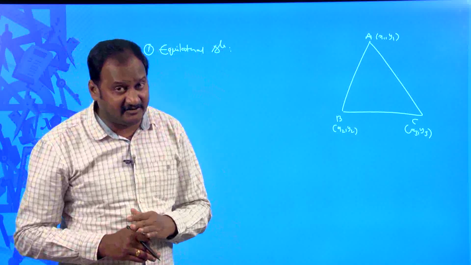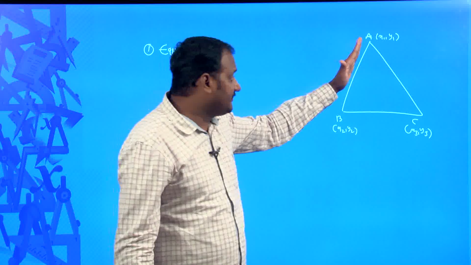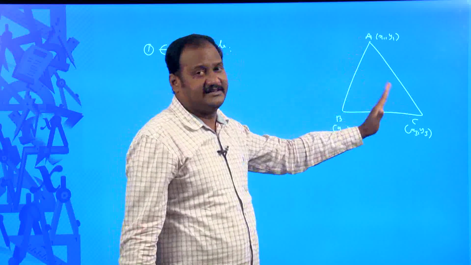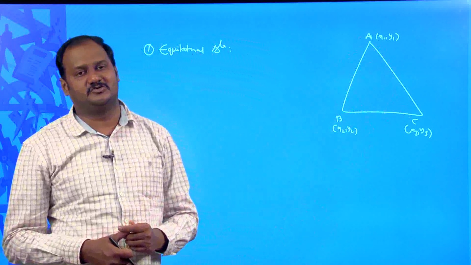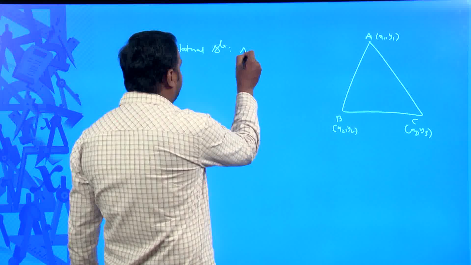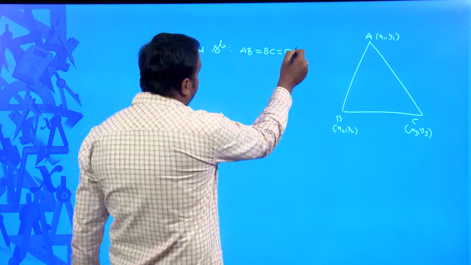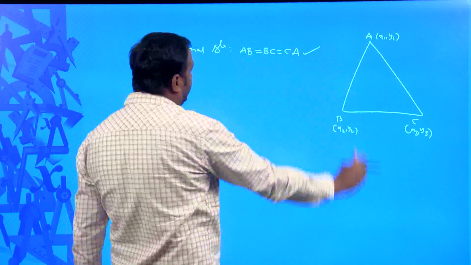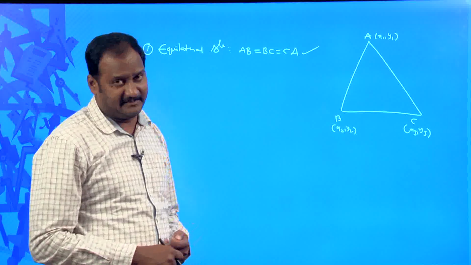All the 3 sides are equal means what? Lengths of the 3 sides are equal, meaning the length of AB is the same as BC is the same as AC. Length of AB means what? That is the distance between 2 points A and B. So, find out the distance between A and B, between B and C, and between C and A. If all the 3 are equal, then they are the vertices of an equilateral triangle.